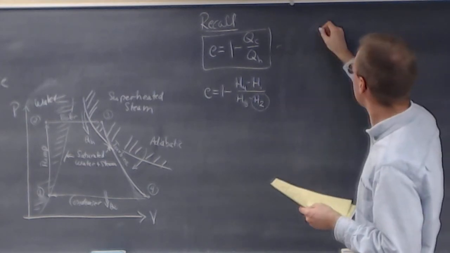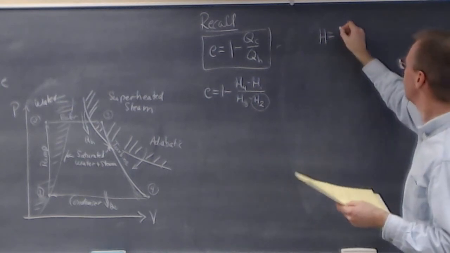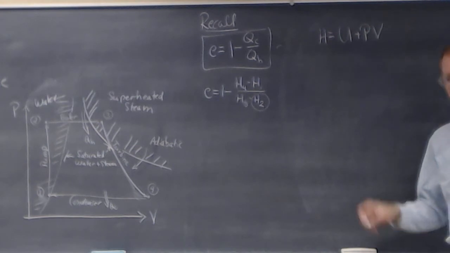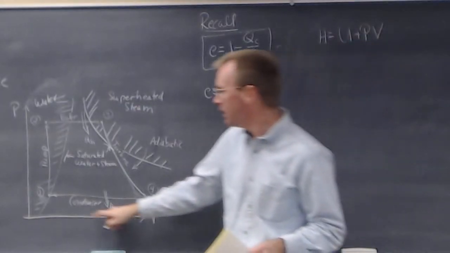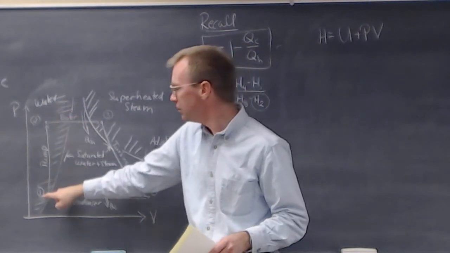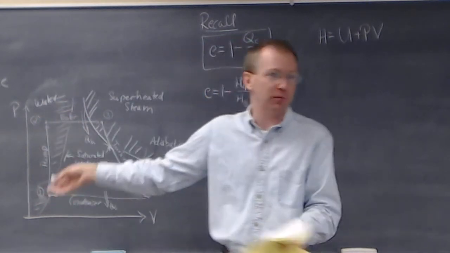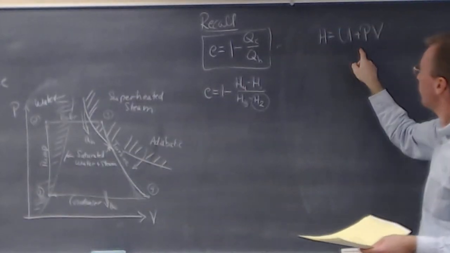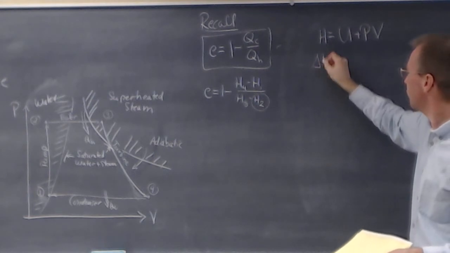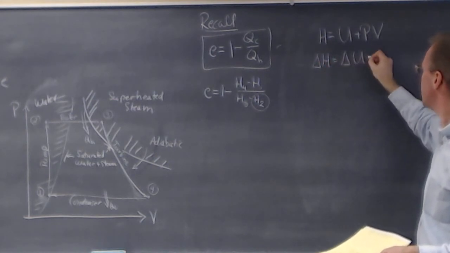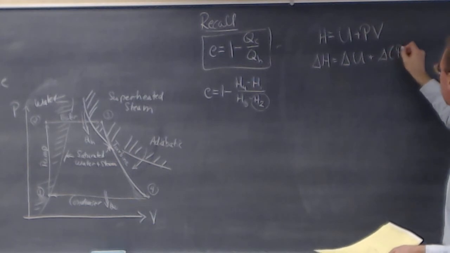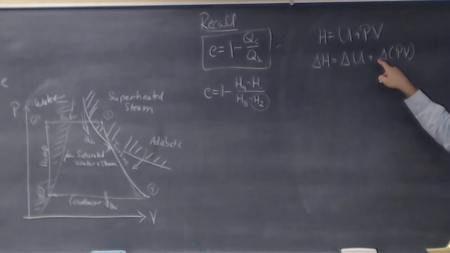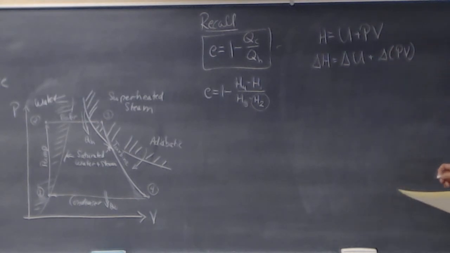Since enthalpy is U plus PV, consider the change in enthalpy as we pump the water up to high pressure, from point one to point two. Pressure is increasing, that's the whole point. Nothing else is changing really here. So let's not assume constant pressure. The change in enthalpy is the change in U plus the change in PV. Now remember, if P were constant, I could pull it outside this delta, but it's not here.